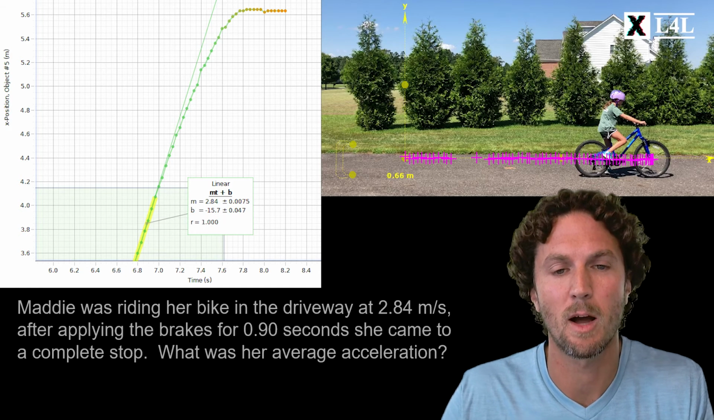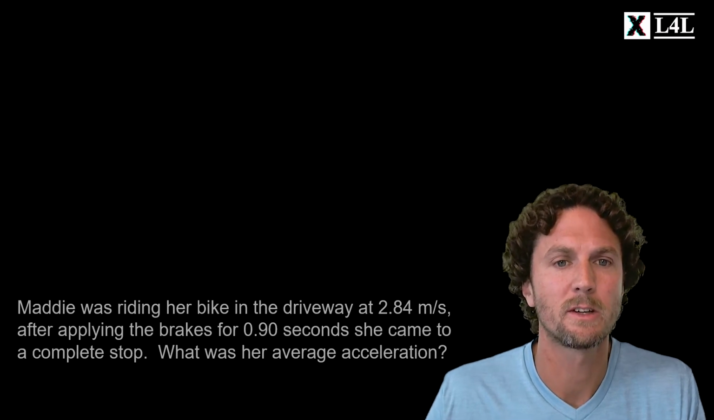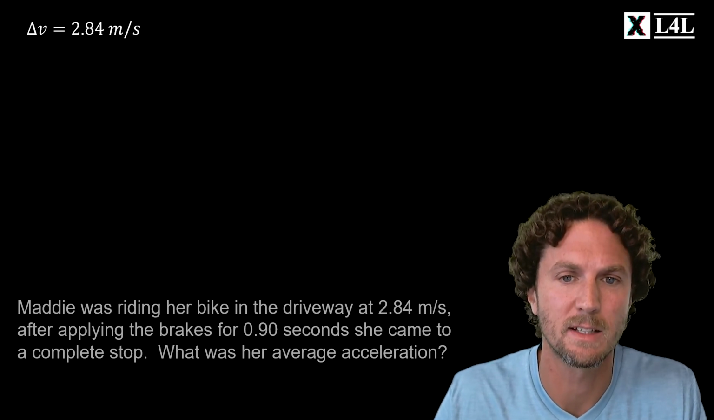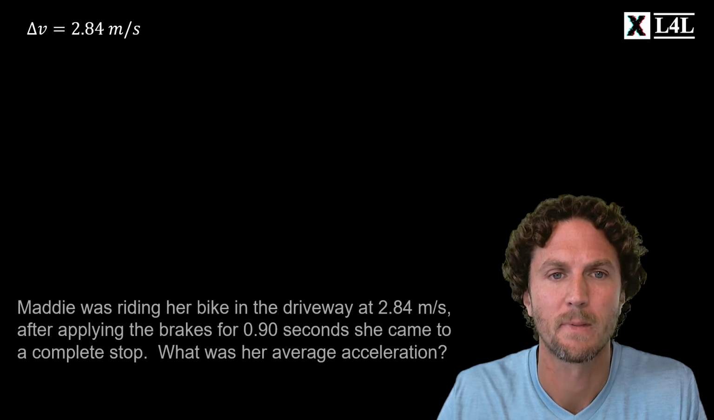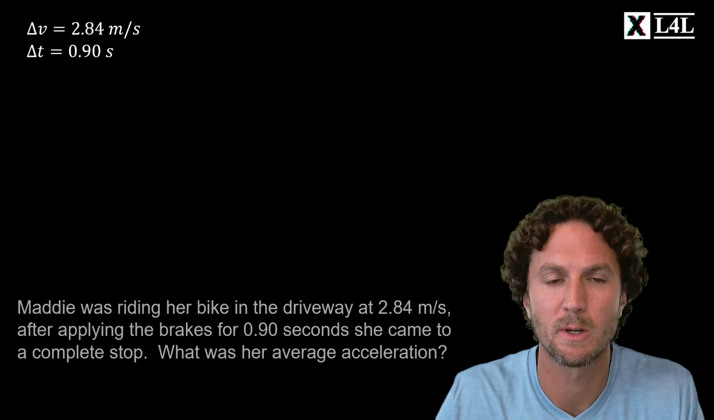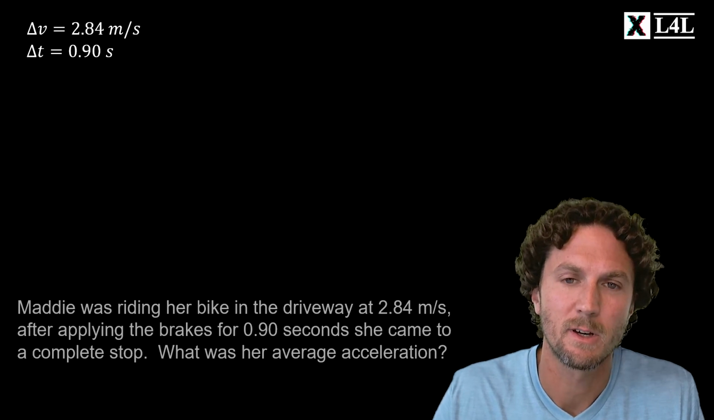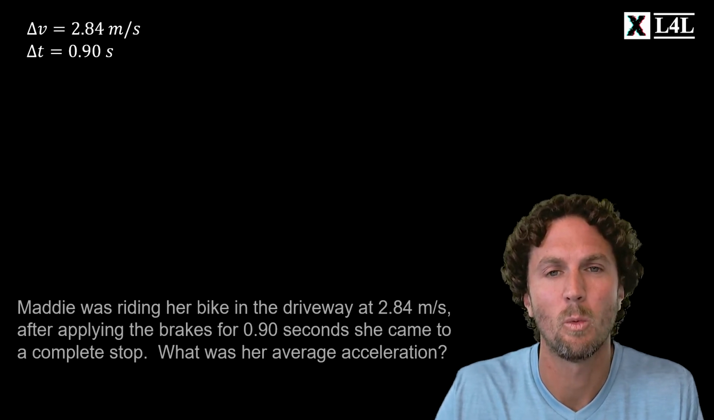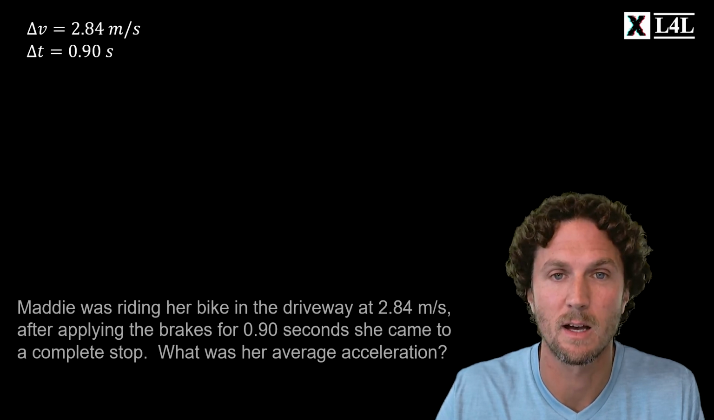So let's look at the problem and break it down. Okay, so first what we need to look at and say, well, there's a change in velocity here. It's 2.84 meters per second. And that happened over a change in period of time of 0.9 seconds. I'm going to ask you guys right now, we mentioned it before, but do you remember the 3 steps that I want you to follow when analyzing and solving problems?